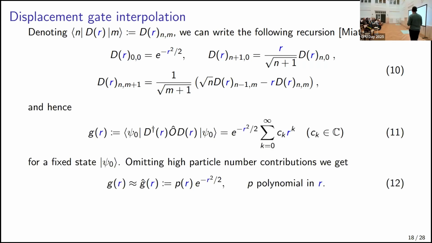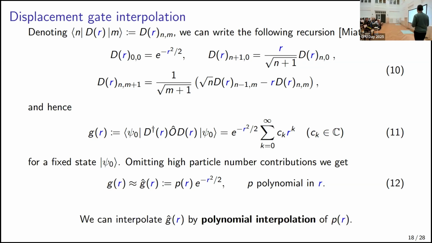But we can show quite easily that if you calculate these kinds of expectation values for a fixed initial state, you get this formula, which is almost a polynomial, except for this e to the minus r squared over 2 part. But you can factor it out, and you can interpolate the rest. This is good. So we can interpolate, like G hat, trying to approximate G_R by polynomial interpolation.